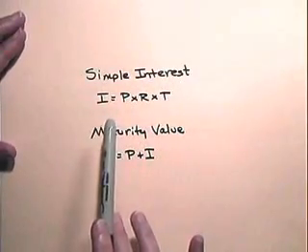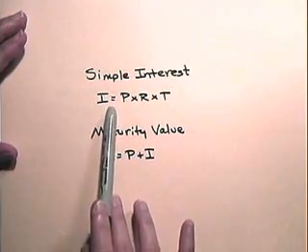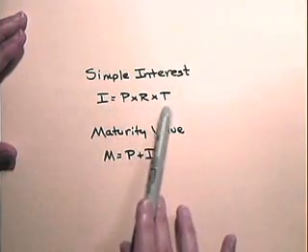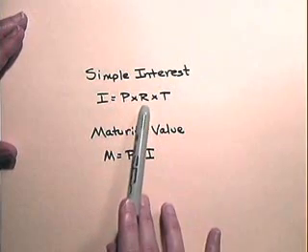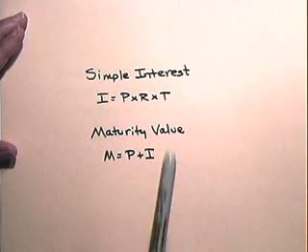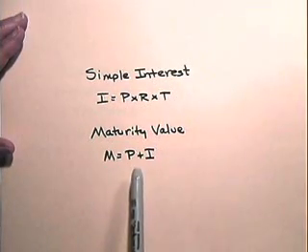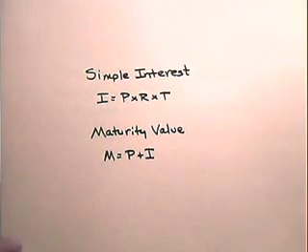Simple interest is when interest is charged on the entire principal. Interest is equal to principal times rate times time, where the principal is the loan amount, the rate is the interest rate, and time is the length of the loan in years. The maturity value is equal to principal plus interest.